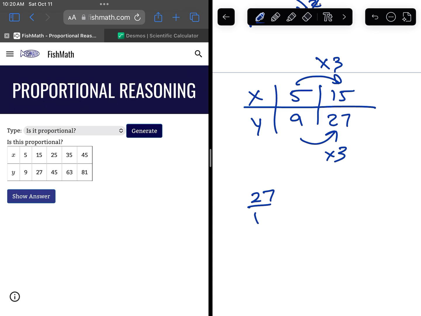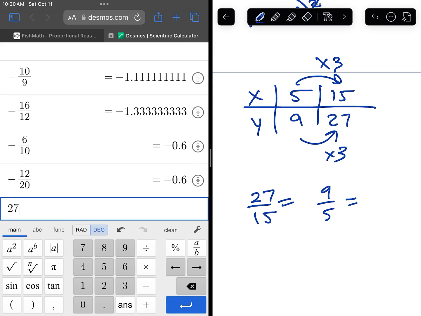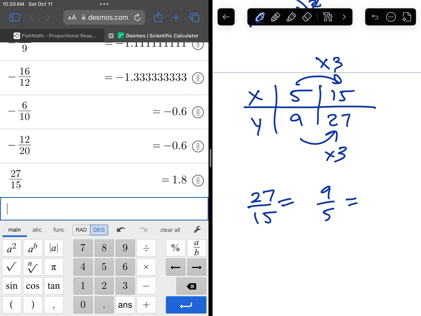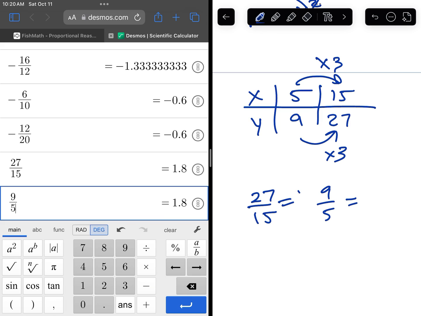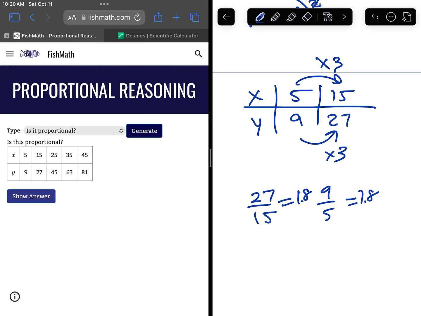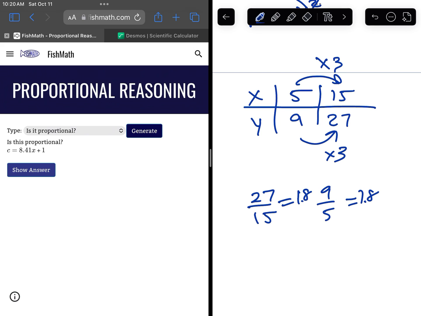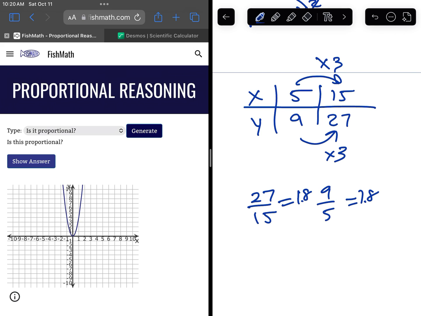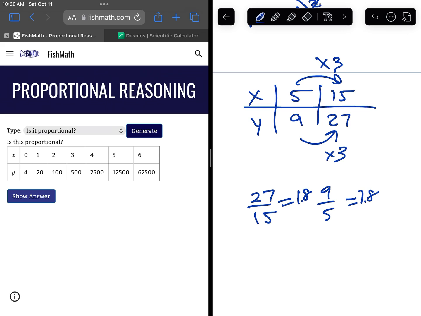We can again use division though, and we can show it that way. If I do 27 divided by 15 and I do 9 divided by 5, they're both equal to 1.8. Because these things, again, have that scaling of times 3, so they're equivalent fractions. This one would not be because of the plus 1. Let's go to this one.